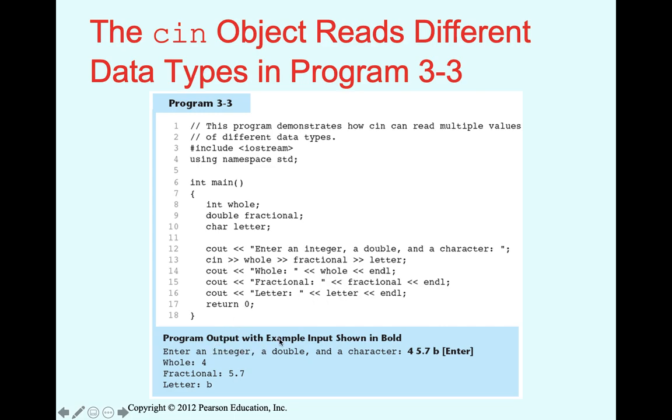So we ask the user to enter three values in one cin statement. Here the user will write 4 and it will be stored in all. 5.7 will be stored in fractional, and b will be stored as a character in the variable letter. And when we print them, they will be printed in this way. So this means that we can read integer, we also can read double, we also can read character.